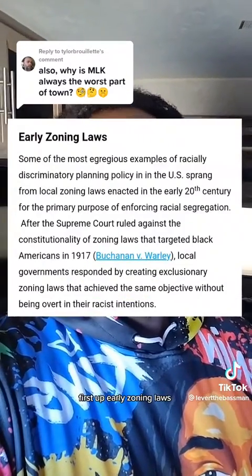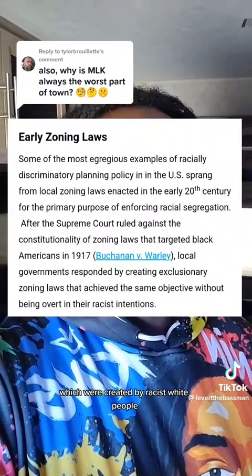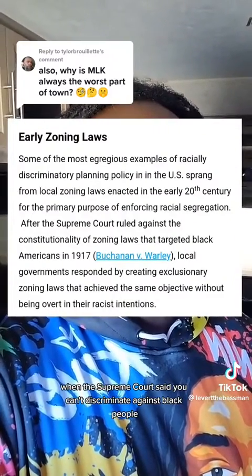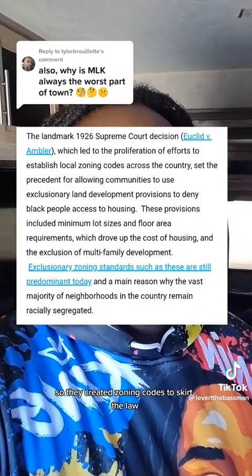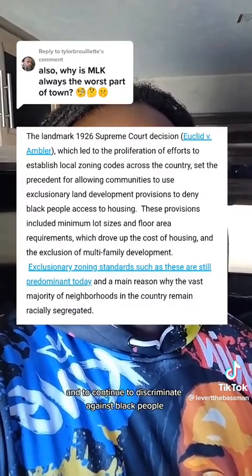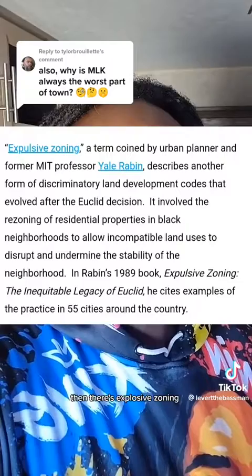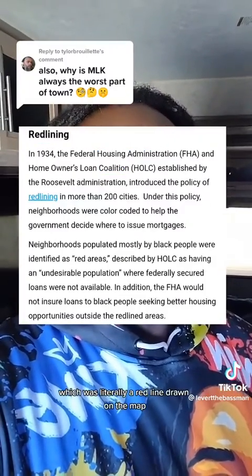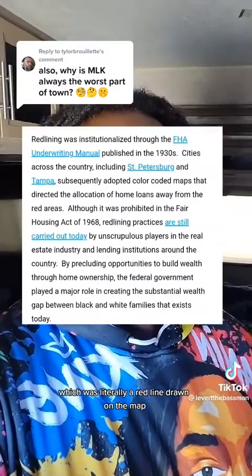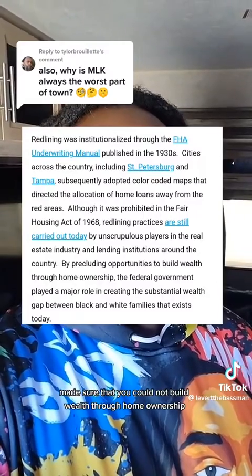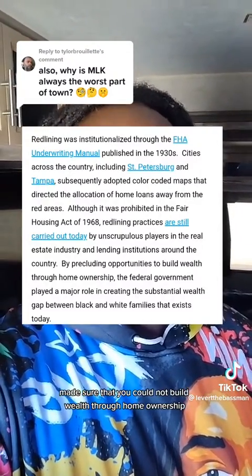First up, early zoning laws, which were created by racist white people when the Supreme Court said you can't discriminate against black people. So they created zoning codes to skirt the law and to continue to discriminate against black people. Then there's expulsive zoning. Then there's redlining, which was literally a red line drawn on the map. And that red line made sure that you could not build wealth through home ownership.